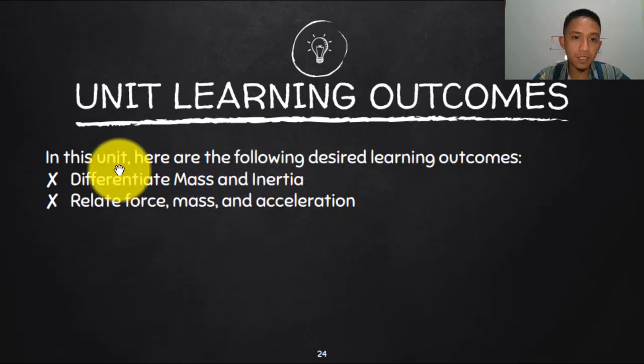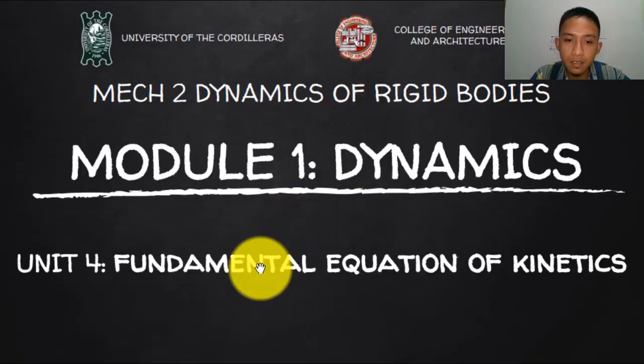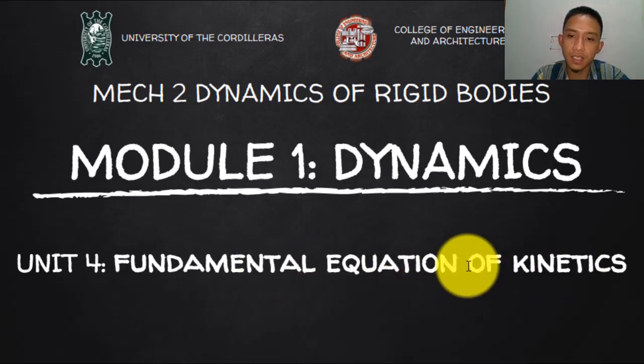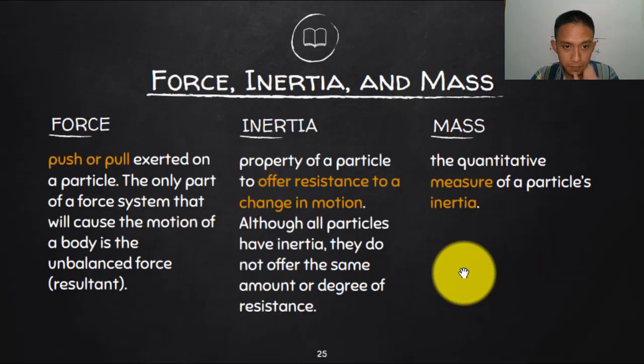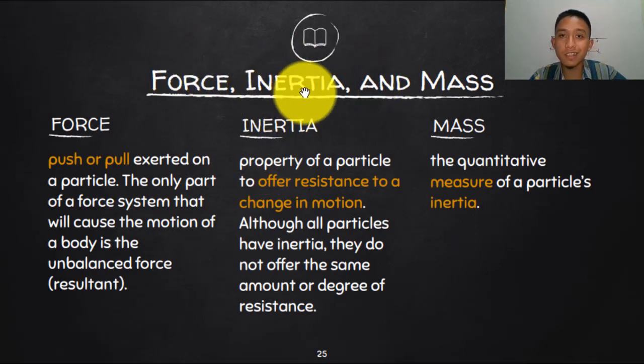Okay, so this is your unit learning outcome for this unit: to differentiate what is mass and inertia, and then understand or relate force, mass, and acceleration. If you look here, force will be related to mass and acceleration. So that is kinetics, isn't it? That's why in here, we are trying to understand the fundamental equation of kinetics. First, let's try to define these terms: force, inertia, and mass.